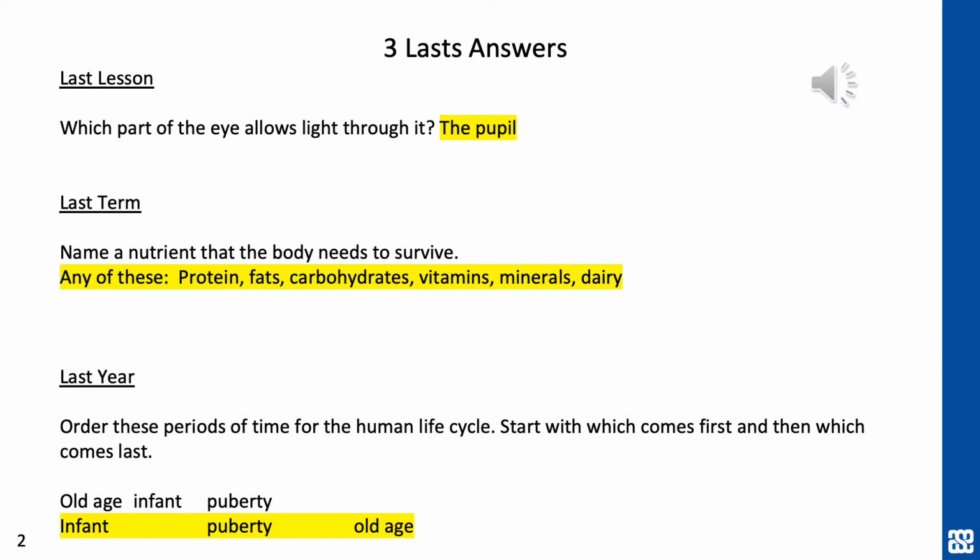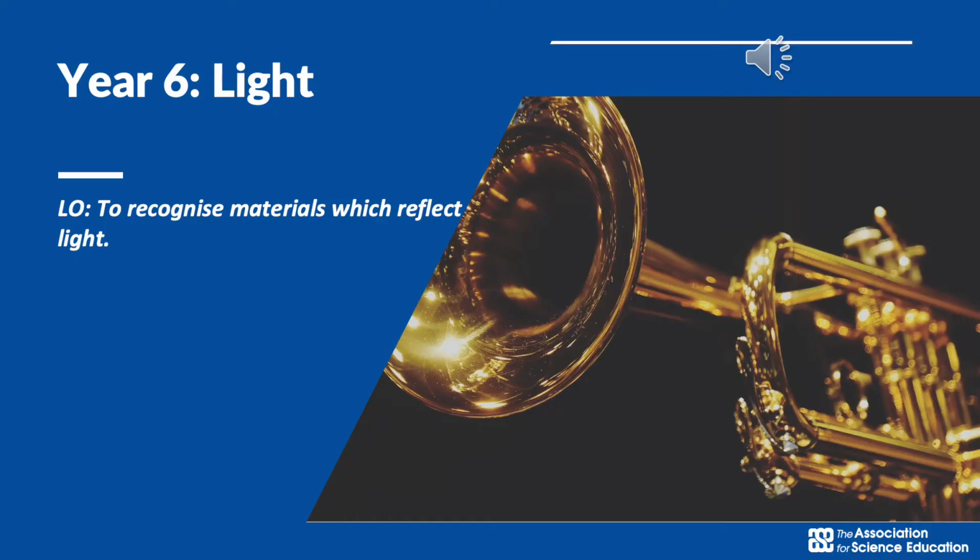Start with which comes first and then which comes last. So it should have gone from the infant stage to puberty to old age. In this lesson, you are going to be recognising materials which reflect light. You're going to do a little bit of a practical investigation to explore which materials are the best for reflecting light and which are the worst, and thinking about the properties of those materials.